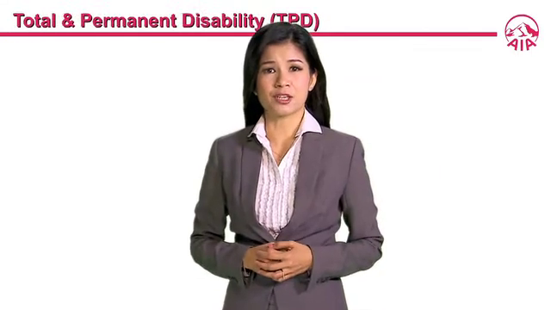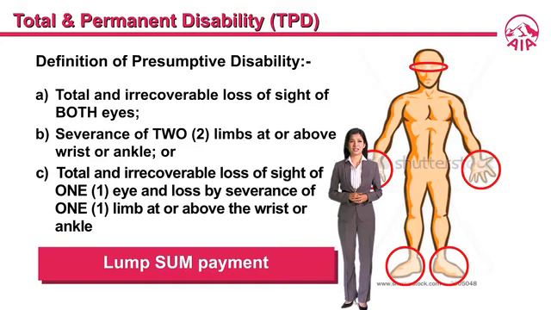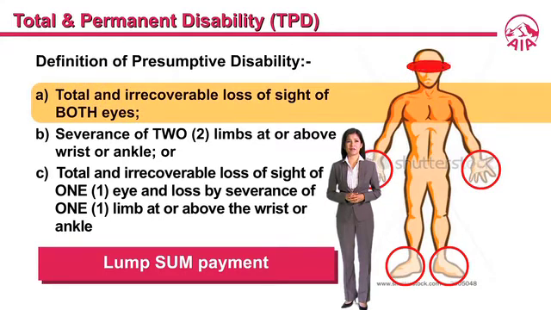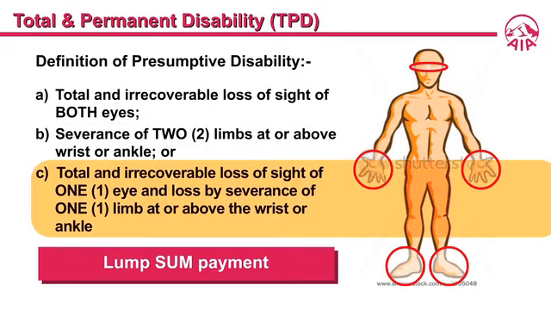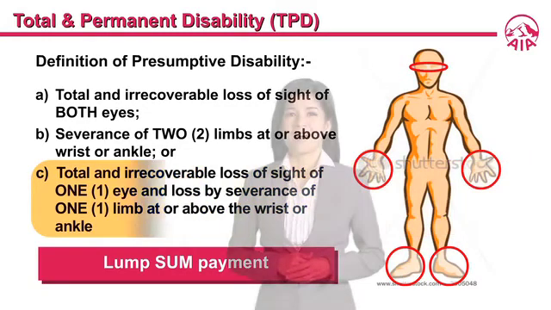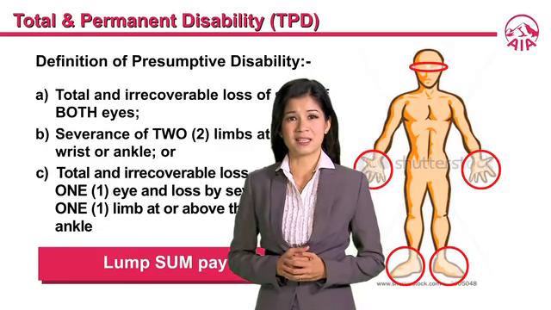There are 3 different definitions of total and permanent disability under AIA Life Link. The first definition is called TPD presumptive disability. This means that the insured has a total and irrecoverable loss of sight of both eyes, or severance of 2 limbs at or above wrist or ankle, or total and irrecoverable loss of sight of 1 eye and loss by severance of 1 limb at or above the wrist or ankle. The company will consider lump sum payment if the insured fulfills this definition of presumptive disability.